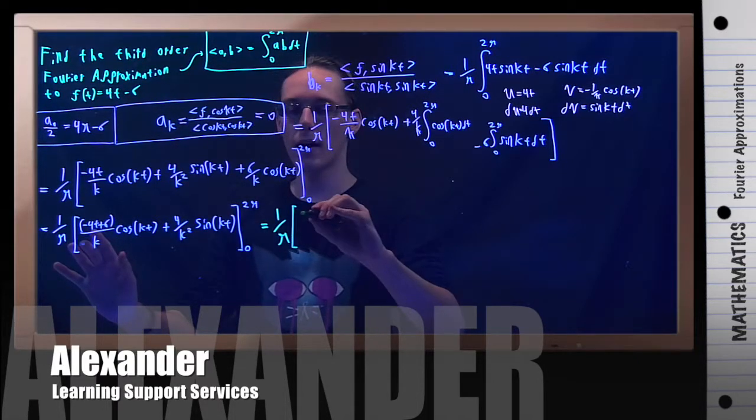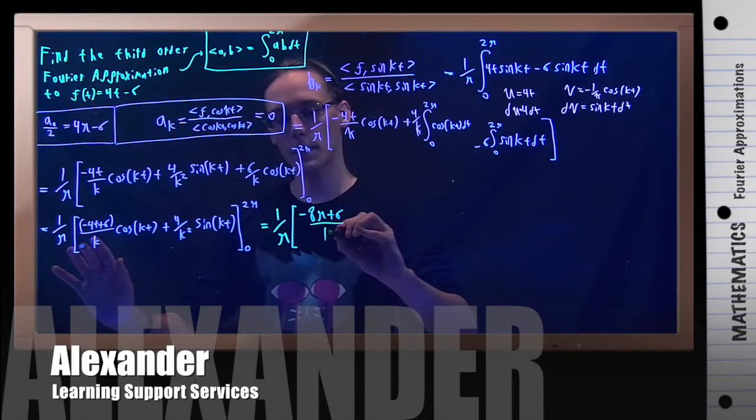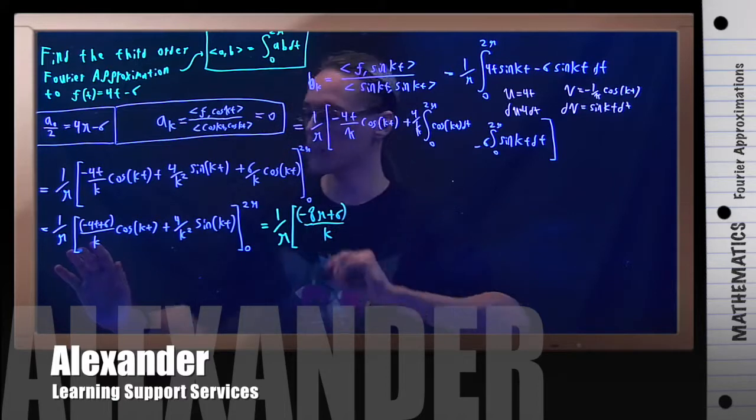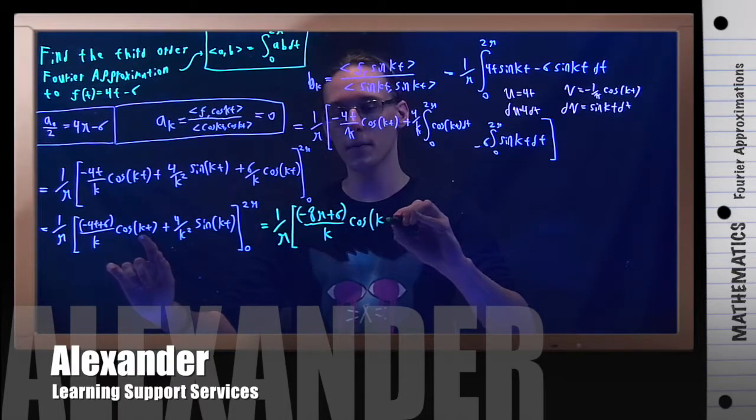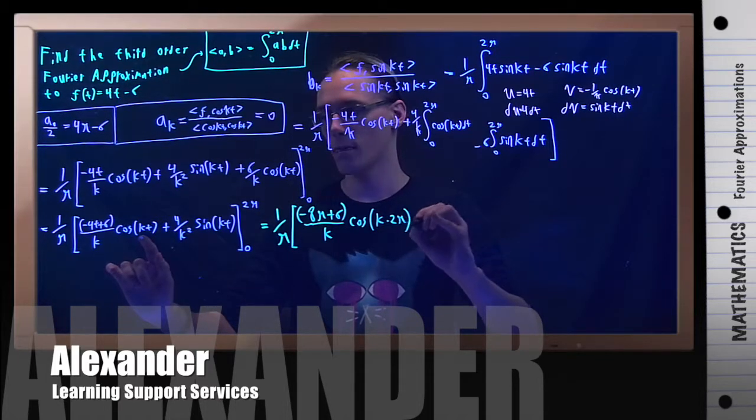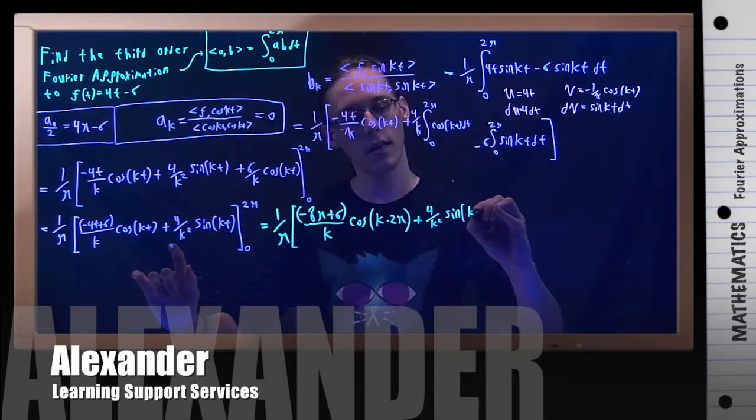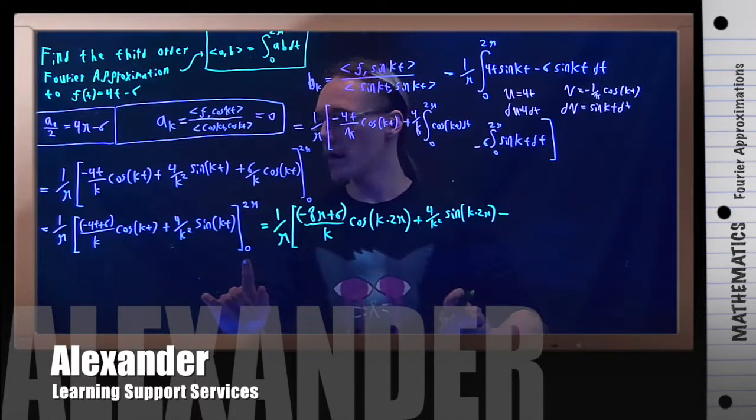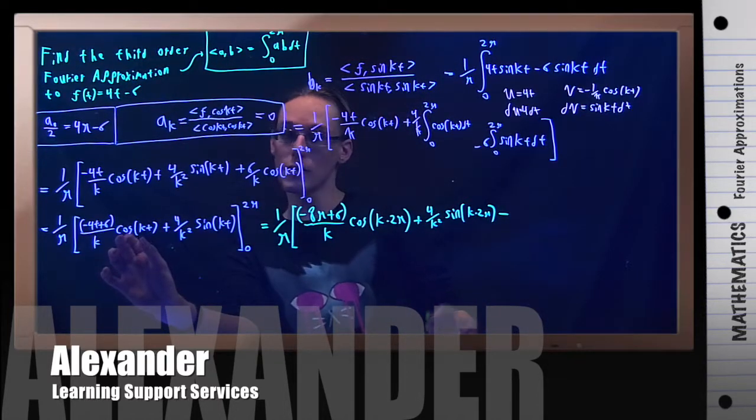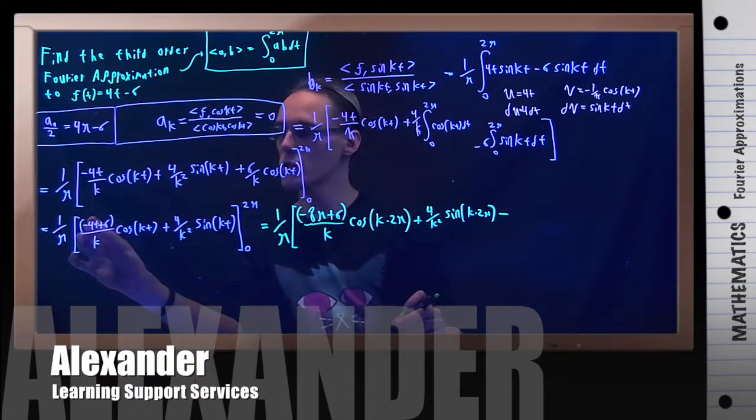Negative 4 times 2 pi becomes negative 8 pi plus 6 over k. Put that in brackets. Cosine of k times 2 pi plus 4 over k squared sine of k times 2 pi. Again, let me try to save time with the 0. Minus, well, cosine of 0 is just 1, regardless of what k is. So this is just minus this with 0 plugged in.